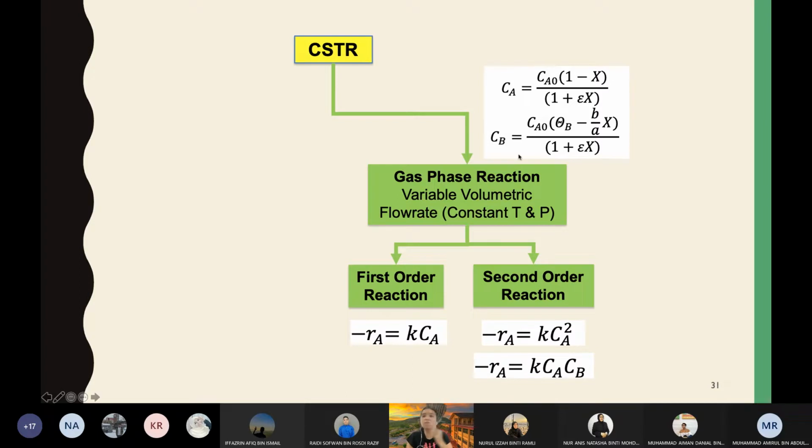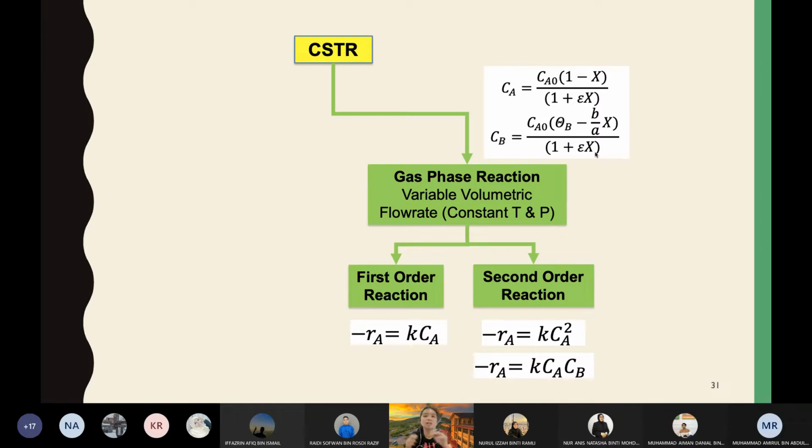Okay, so itu yang berbeza sekarang. CB pun sama. So previously CB is equal to CA0 in bracket theta B minus B per A X. Sekarang kalau gas, tambah yang pembawa 1 plus epsilon X. So epsilon pun kamu kena belajar macam mana nak cari epsilon. Make sure you really know. So epsilon tu apa? Epsilon tu sama dengan YA0 sigma. Sigma tu apa? Sigma tu ratio of stoichiometric coefficient. So benda ni semua kamu kena tahu.